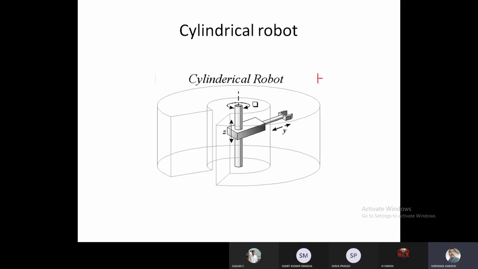So, application. I told you whatever the previous robot is able to do, this robot is also able to do. So this can also be used for pick and place of small parts or components, and machine loading and unloading. And apart from this, we can use it for simple paint spray and welding operations, because one rotational joint is there.